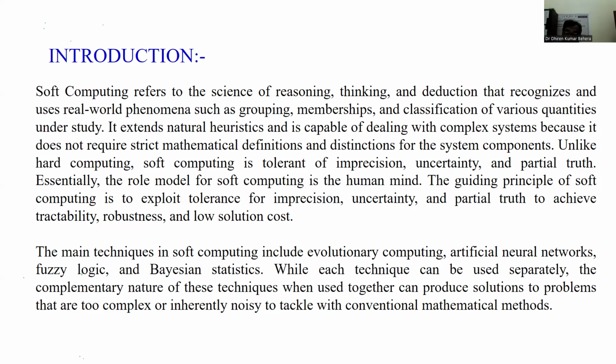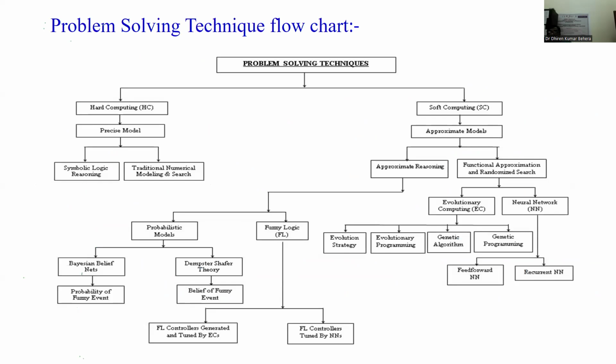So here, at a glance, is a flow chart of problem-solving techniques. Problem-solving techniques can be hard computing or soft computing. Hard computing is a precise model; please note, look at the chart, it is a precise model. Whereas soft computing is an approximate model. The precise model covers symbolic logic reasoning and traditional numerical modeling. In the case of the approximate model, you have approximate reasoning, functional approximation, and randomized search.